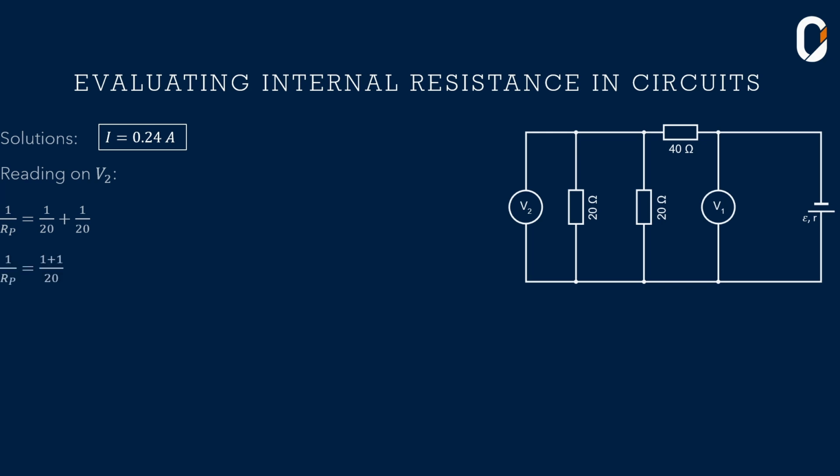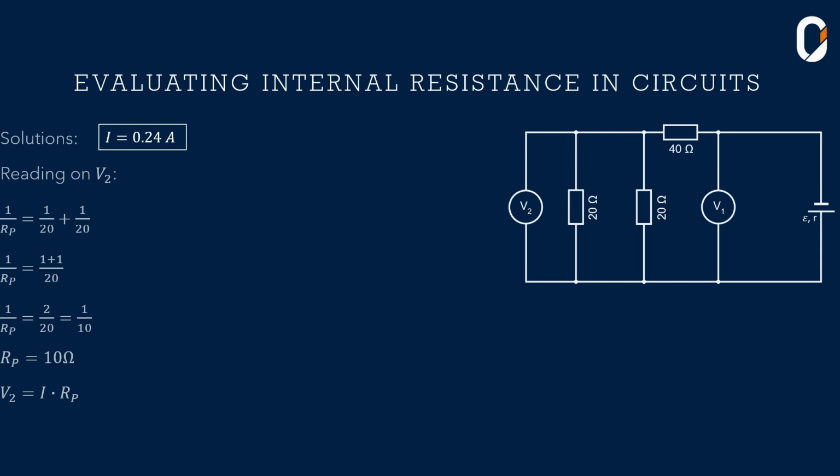Solving that a little further, we have 1 over RP is equal to 1 plus 1, all divided by 20, because the denominator is the same and hence we add the numerators. So 1 over RP is equal to 2 over 20, which is equal to 1 over 10. By cross multiplication, RP is equal to 10 ohms, and hence the equivalent resistance of the parallel connection is 10 ohms. Introducing Ohm's law, V2 is equal to I multiplied by RP.